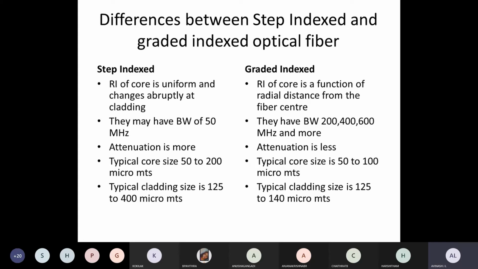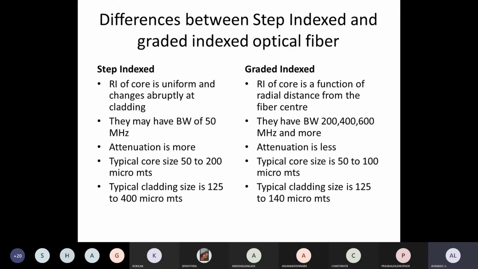That means the core has one particular refractive index. When I'm talking about the core, it is with respect to the entire core throughout the fiber. So the entire core region will have one refractive index, and the entire cladding will have another refractive index. So at the core cladding interface, the core refractive index and cladding refractive index change, and we can see that abrupt change. That is the first difference: the refractive index of core is uniform and changes abruptly at the cladding.